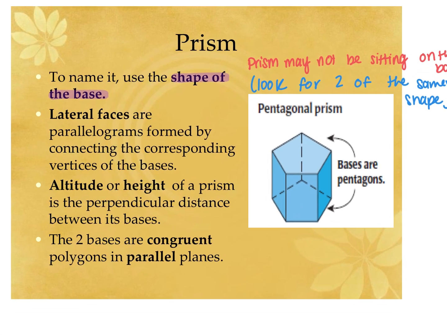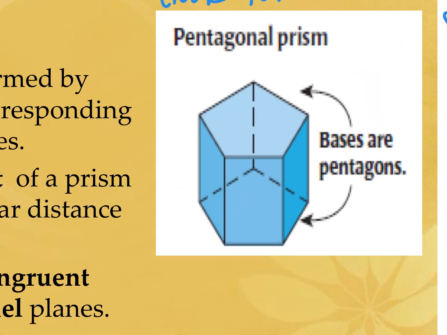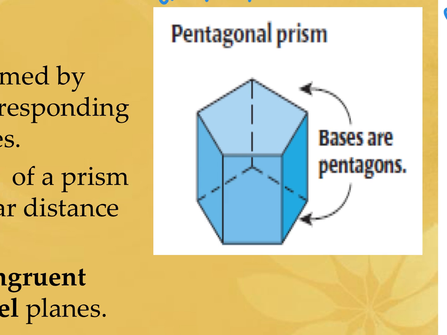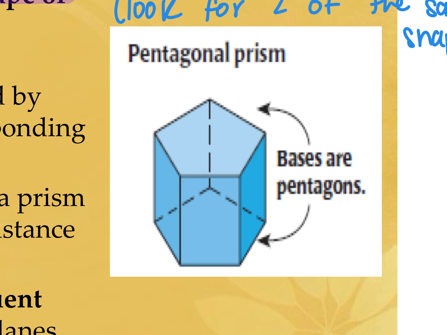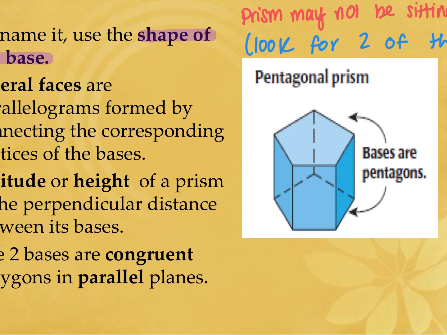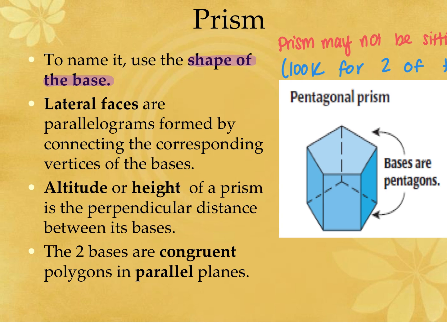So if I'm looking at this diagram here, I have rectangles and I have pentagons. However, my bases are my pentagons because those are my two same shapes. They're congruent and they're parallel. Okay, so your bases are always congruent and parallel. So this is called a pentagonal prism.